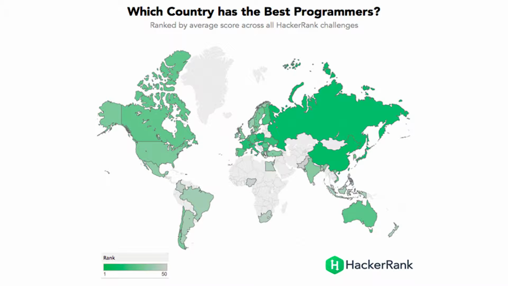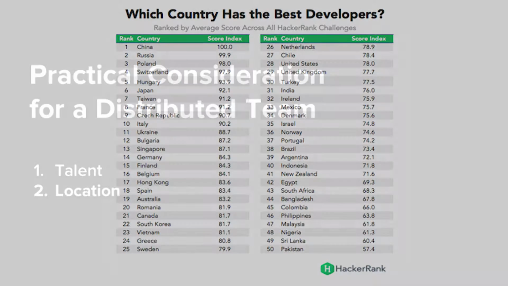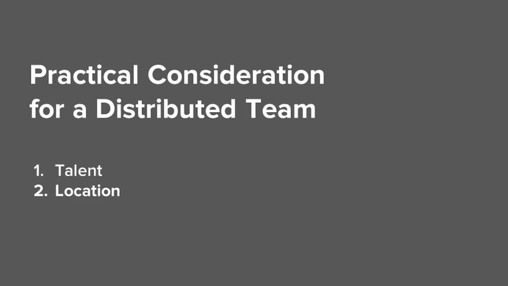And if we zoom in on this data a little bit, you can see the data firsthand in terms of the countries, at least according to HackerRank, or people that take the HackerRank challenges, and their perspective on the quality of candidates across different countries. So if you're going to be building a distributed team, one of the major considerations is obviously what location you are going to do it in.